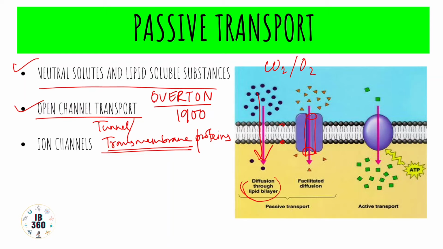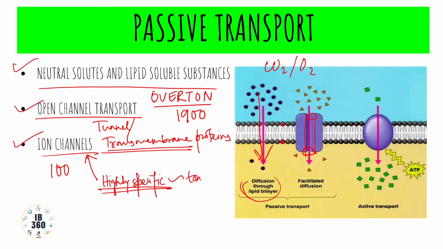Okay, now comes ion channels. More than 100 ion channels have been discovered, and ion channels are highly specific. There is a specific channel for each ion, specific towards each ion. And ion channels are also proteins which are embedded in the membrane.